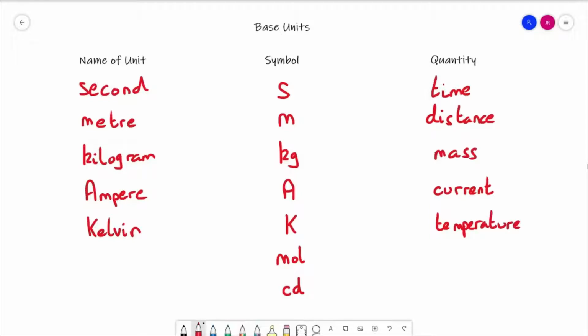The sixth one, mol, is the mole. Now you hopefully should have seen that in chemistry lessons. You'll use it in chemistry quite a lot. It's the measure of the amount of substance.